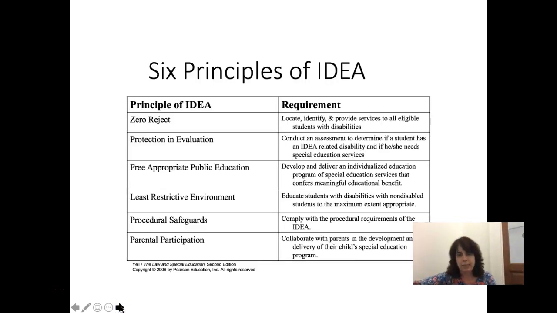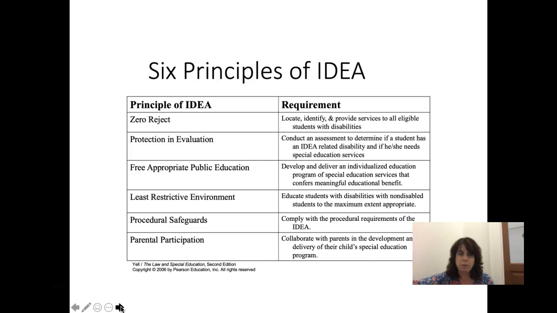So there are 6 principles of IDEA. I'm going to talk about them briefly, but they're really, really important. Zero reject is the requirement to locate, identify, and provide services to all students with disabilities. Not just some students, but all students. There are also protections for evaluation, so an assessment is conducted to determine if a student has a disability that's impacting their education. We're going to talk a lot more about these assessments and evaluations and the rights associated with them a little bit later in this lecture.